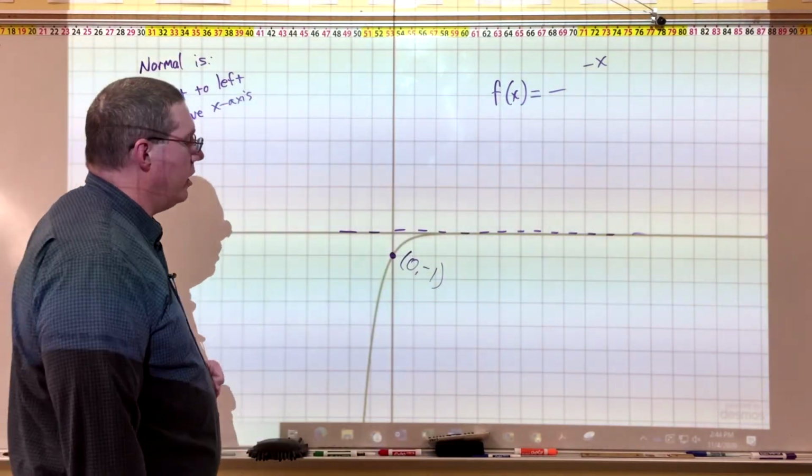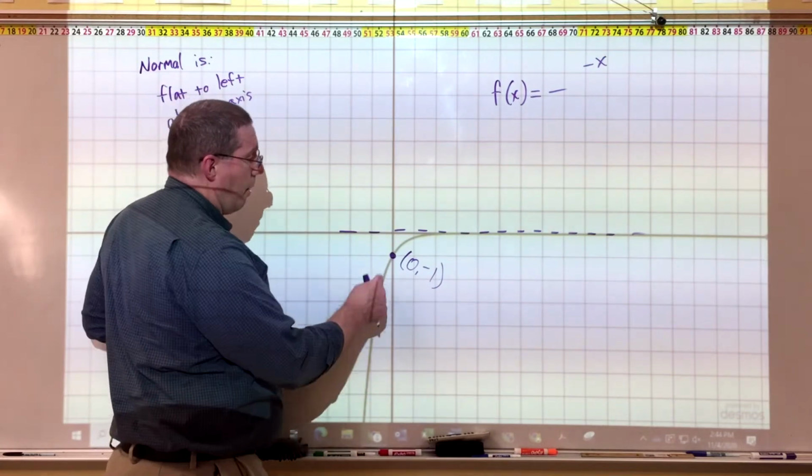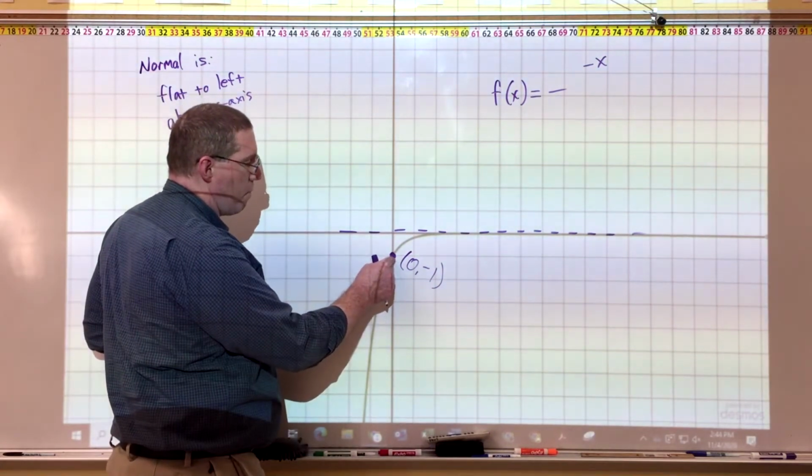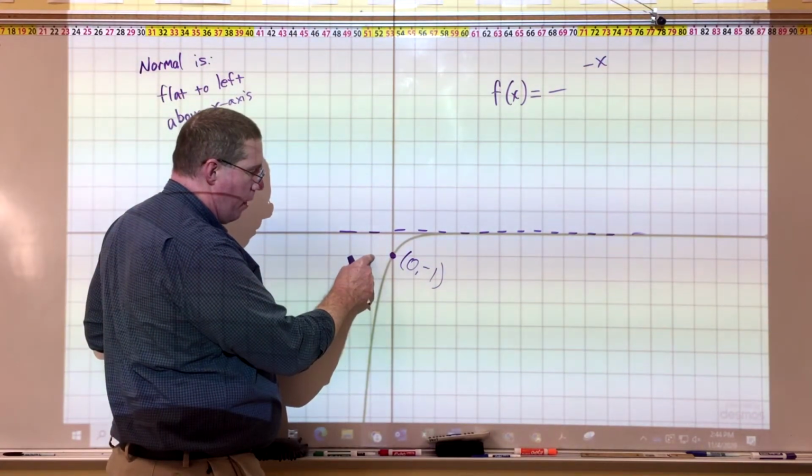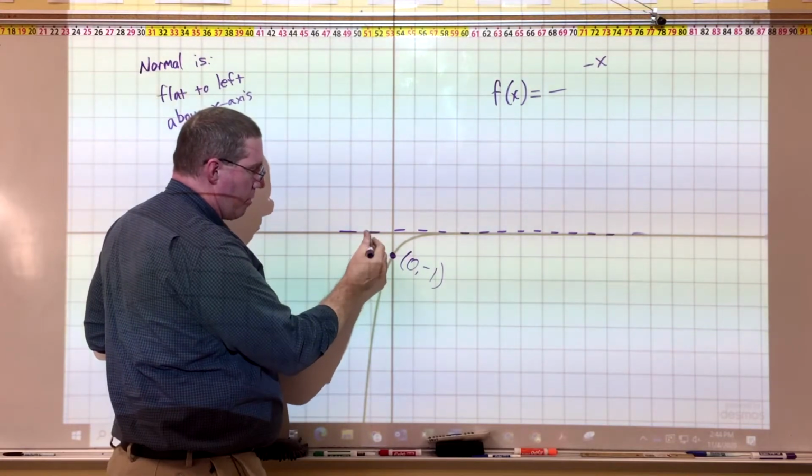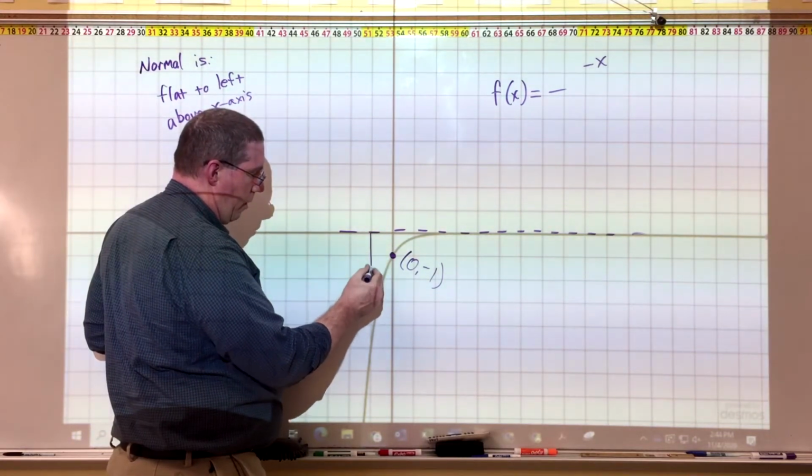Okay, now we just need to figure out what the base is. I'm going to go 1 unit over from this point, 1 unit over, and then I'm going to go to the asymptote. So this is the line that I care about.